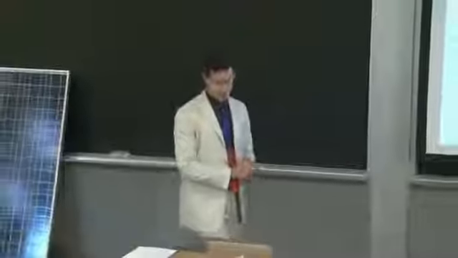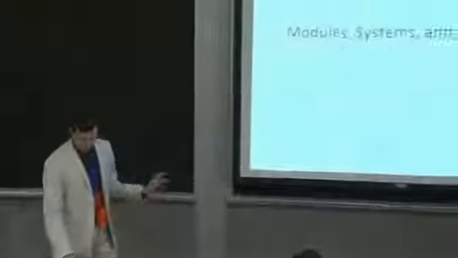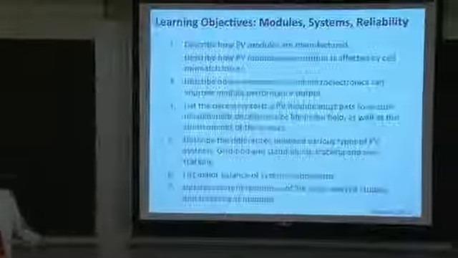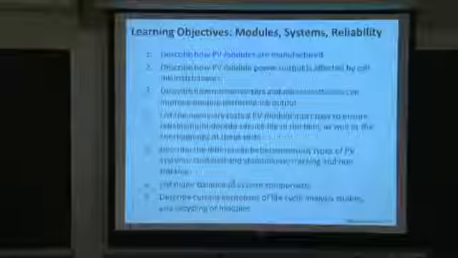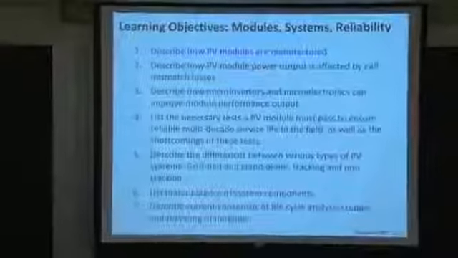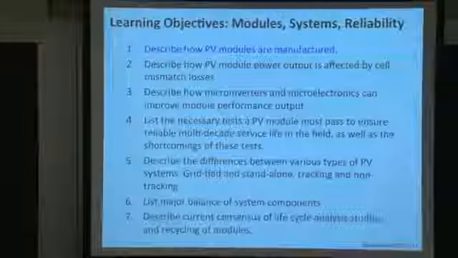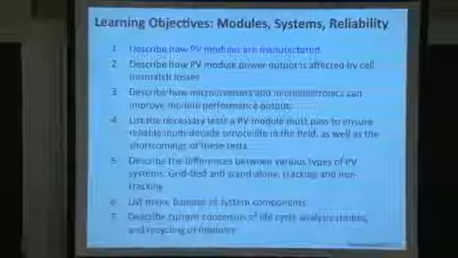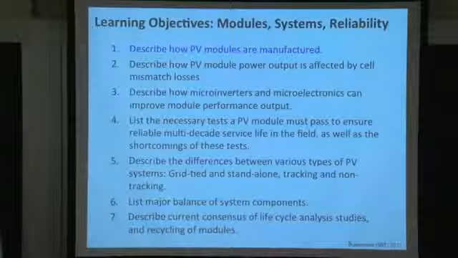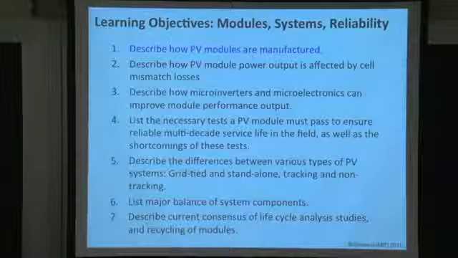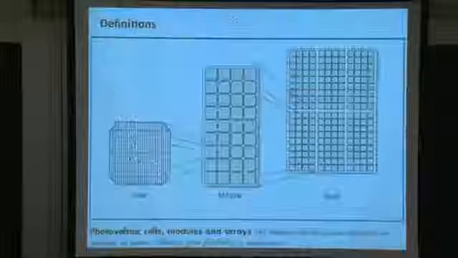So, module systems and reliability. What we're going to do is talk about how we go from the cells or from the films to full modules and finally to systems. Our first learning objective is to describe more or less the DNA or anatomy of a PV module. This will be a bit of a prep for the visit to Fraunhofer CSE, where we'll get to see the labs and see all the materials that go into a PV module.